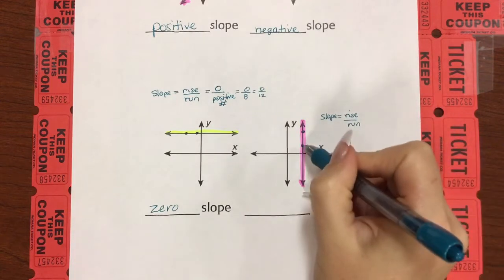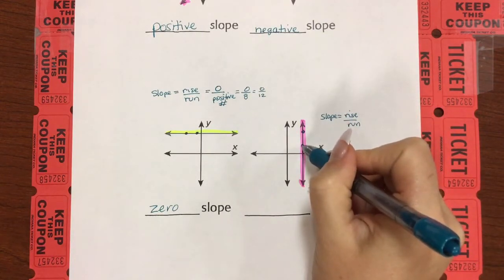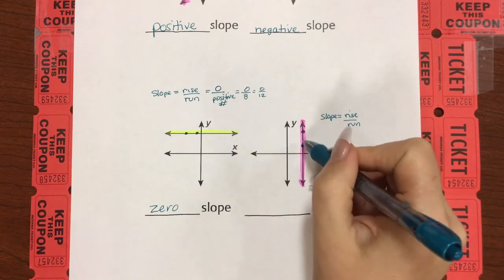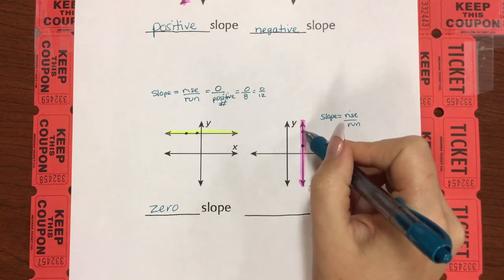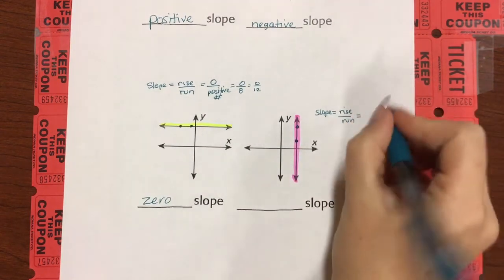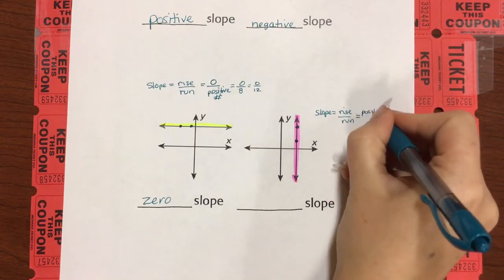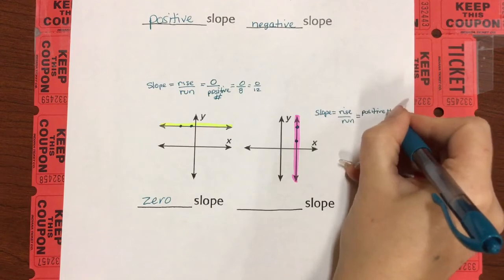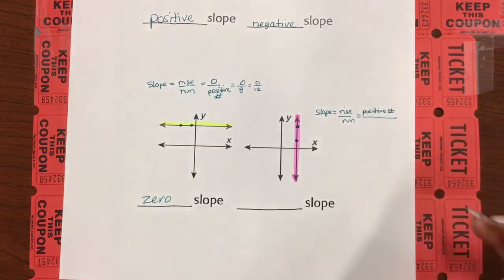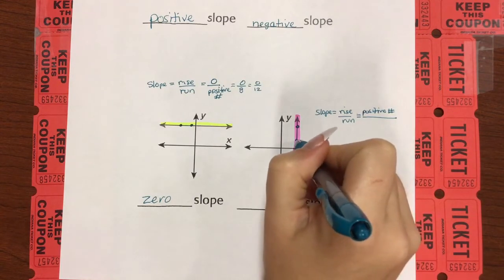Okay, so let's say we went from this point to this point. Would we be rising? Yes, we'd be rising some type of number. I don't need to know what the number is, but I know that we would be rising a positive number. It would just be a positive number.